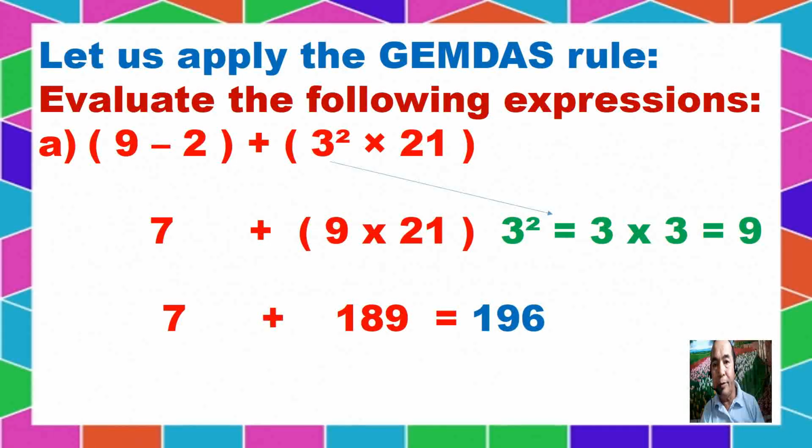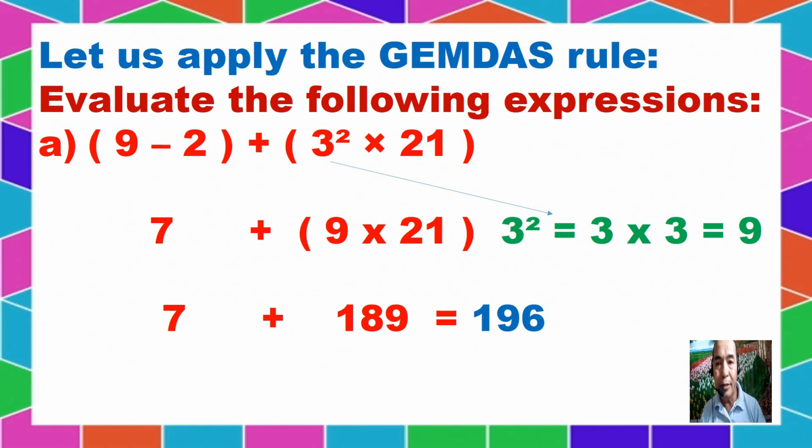Let's now evaluate the following expression. Let's apply the GEMDAS rule. So, we have number 1, an example taken from your module: quantity 9 minus 2, plus quantity 3 to the second power times 21. Rule number 1 says perform the operation inside the grouping first. So, we will perform 9 minus 2, we will have 7. Automatically, the parentheses will be removed as we have done the operation inside.